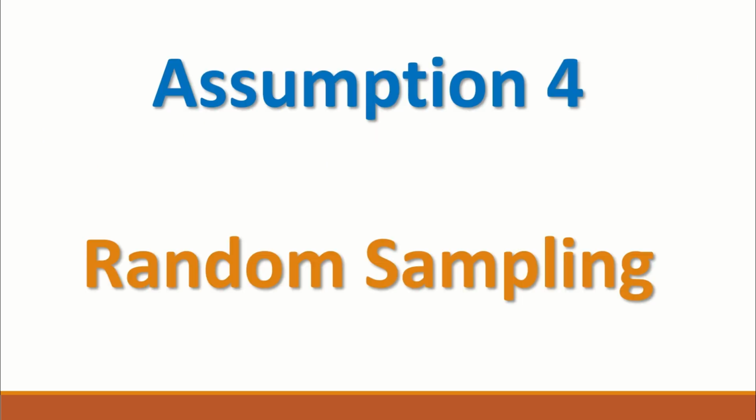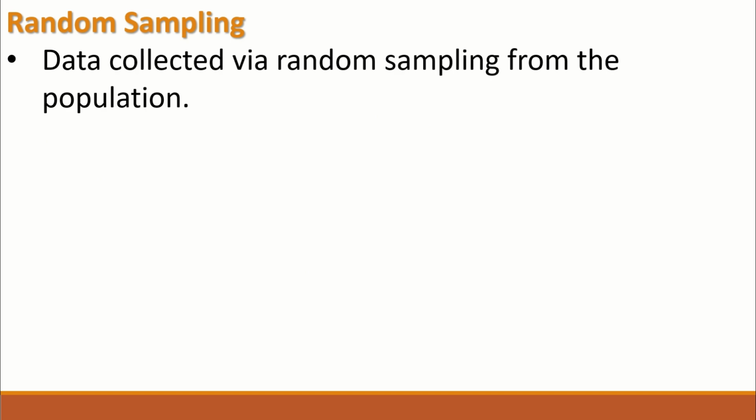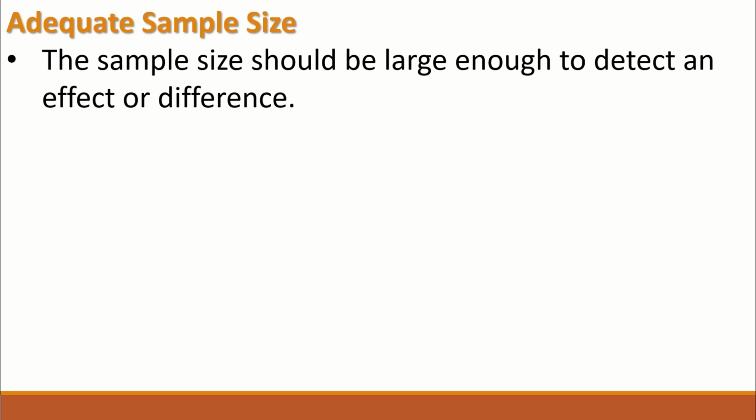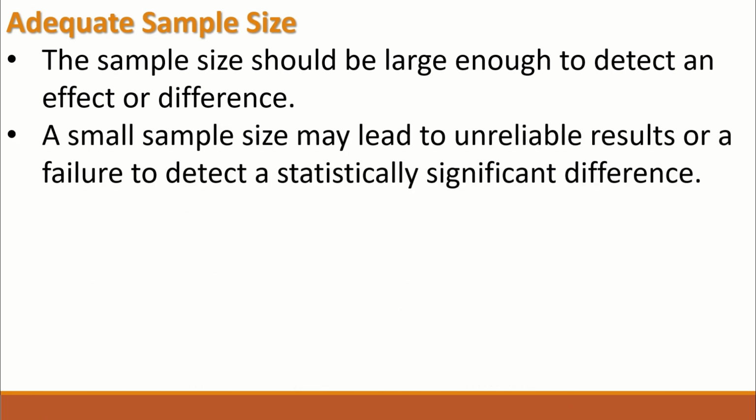The fourth assumption is random sampling, so data should be collected via random sampling from the population. And the fifth assumption is adequate sample size. The sample size should be large enough to detect an effect or difference. A small sample size may lead to unreliable results or failure to detect a statistically significant difference.